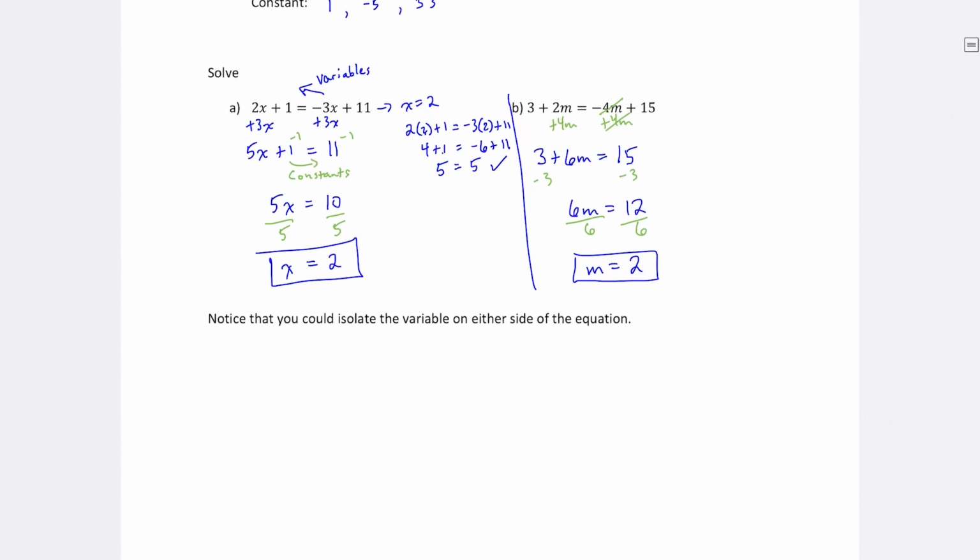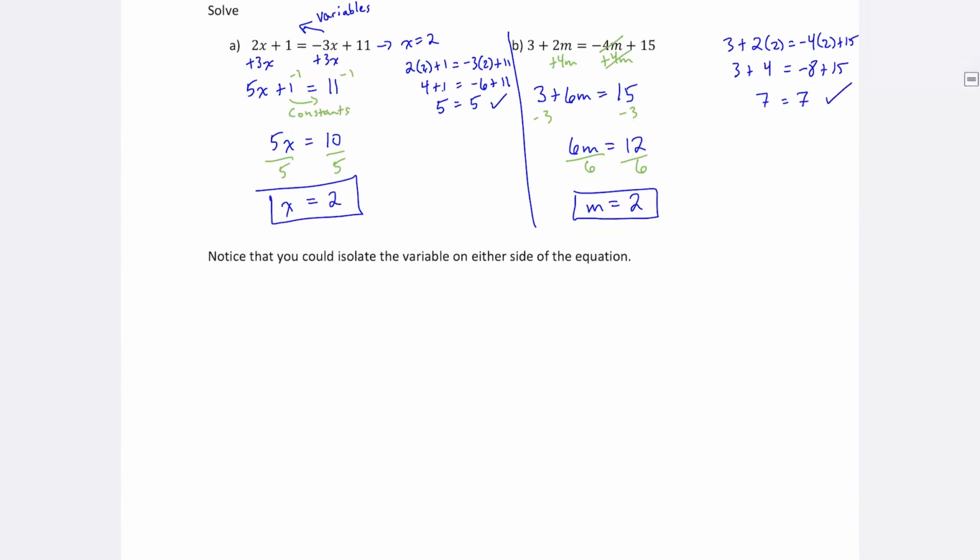Okay, again, you can check your work. So 3 plus 2 times 2, and negative 4 times 2 plus 15. So that's 3 plus 4. And on the right side, we have negative 8 plus 15. And 3 plus 4 is 7. And negative 8 plus 15 is 7. And see that you have a true statement there.